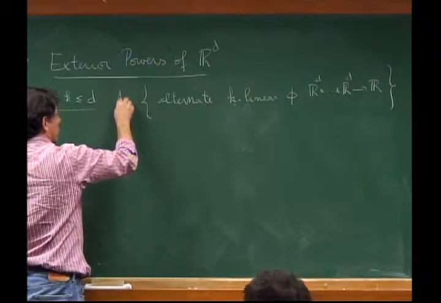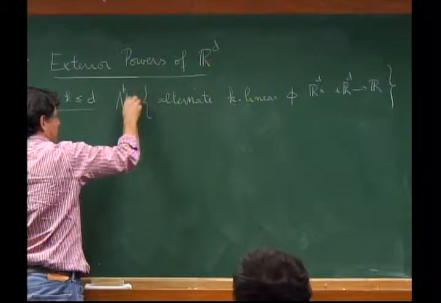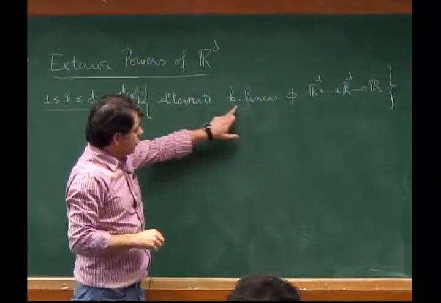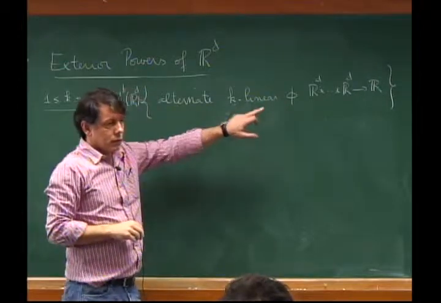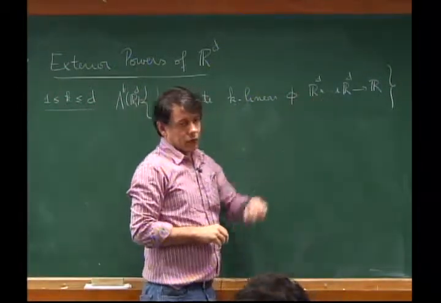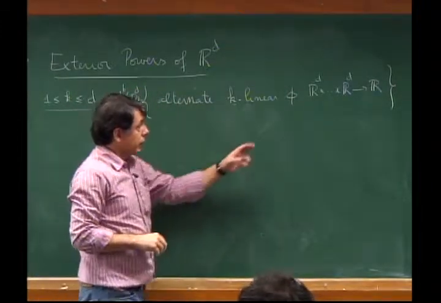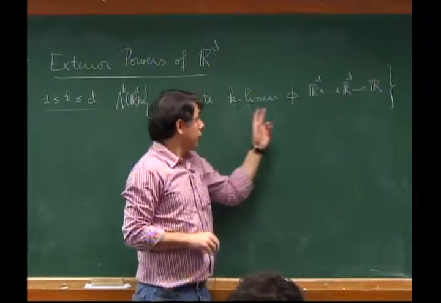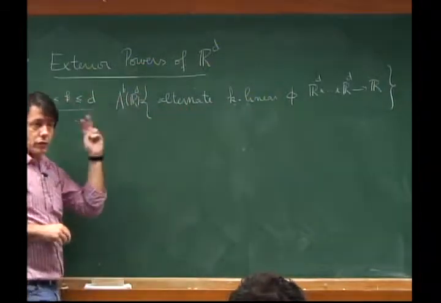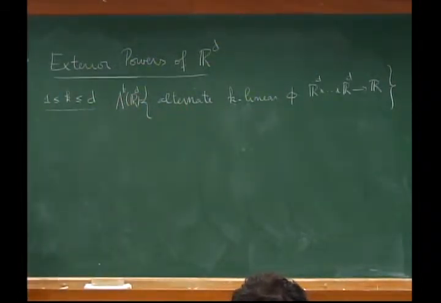This I'm going to call lambda k of Rd. It's the set of alternate k-linear functionals in Rd. K-linear means linear in each one of the coordinates, and alternate means that if you change the order of two consecutive coordinates, you change the sign. Examples.